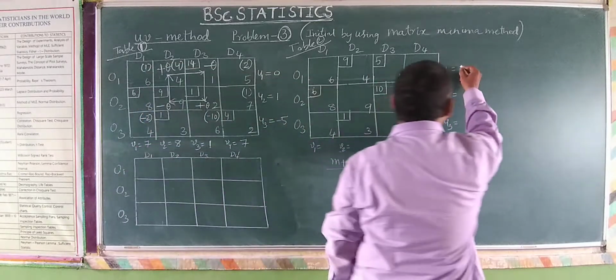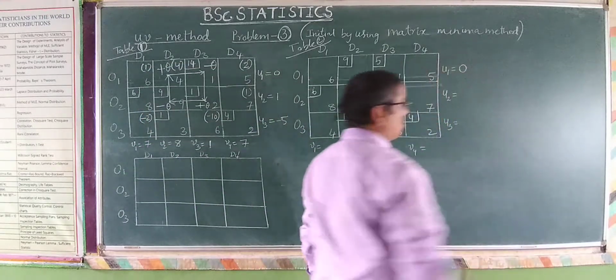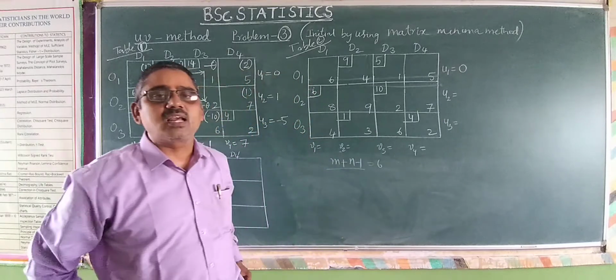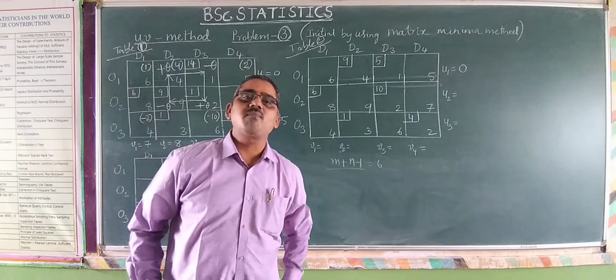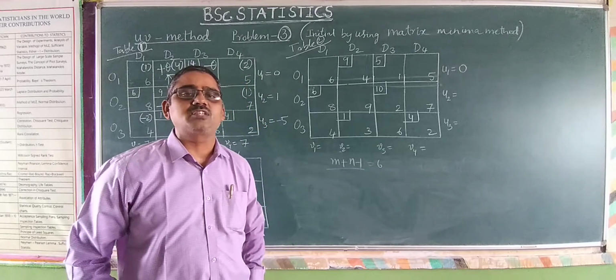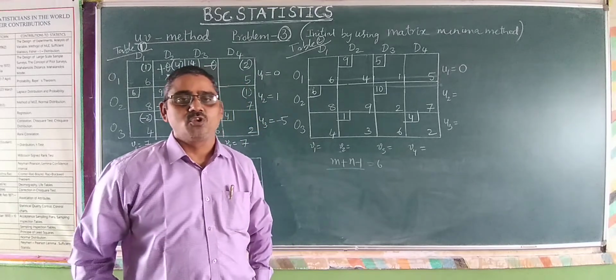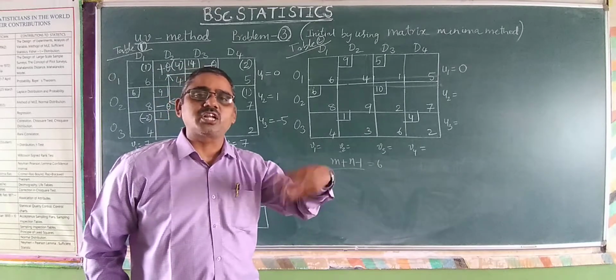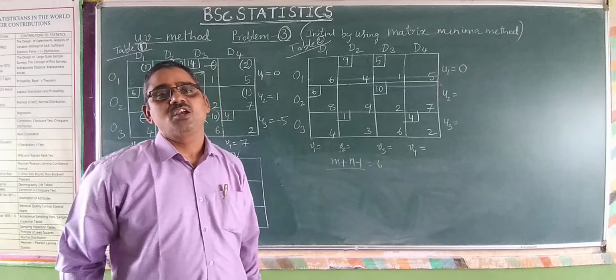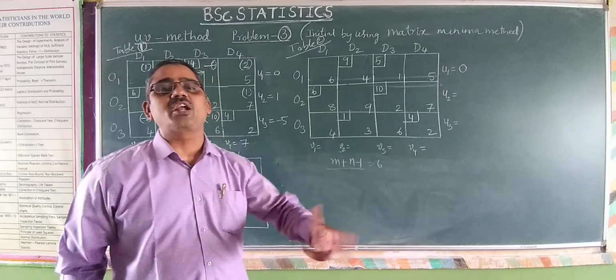That is by assigning arbitrarily one particular value as 0, and the remaining values are to be calculated with the help of the formula zij minus cij, which is equal to ui plus vj minus cij, by considering only the basic cells. By simple addition and subtraction we can do this.